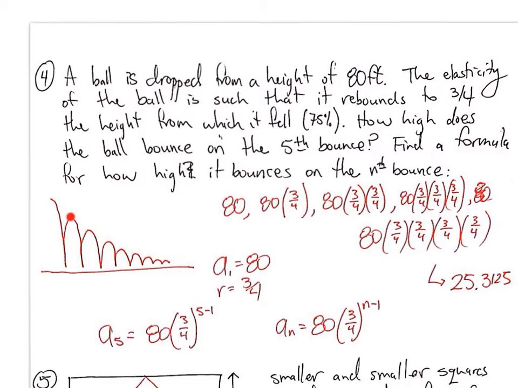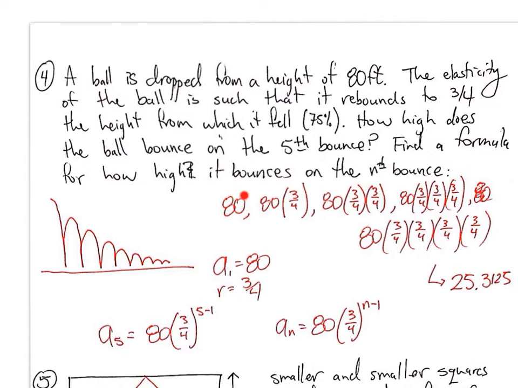So we got 1, 2, 3, 4, 5. Okay, so this sounds wrong. The first bounce, alright, well, whatever, we'll get to that. How high does the ball bounce on the fifth bounce? Find a formula for how high it bounces on the nth bounce. So it looks like this.